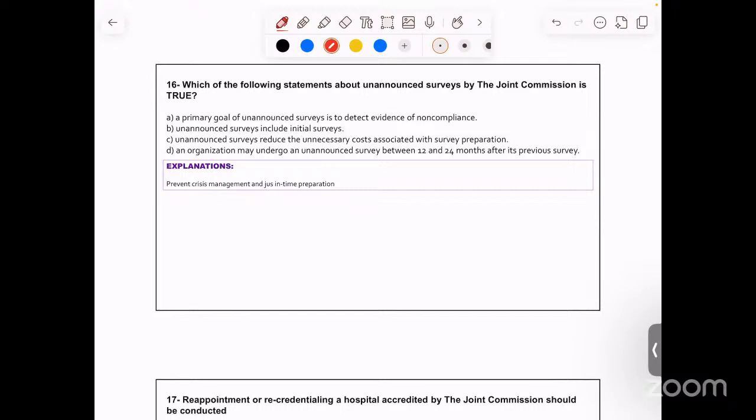Letter C. Excellent. What's the goal of unannounced visits by regulatory bodies? Some might say it's to detect non-compliance, but this is incorrect, okay? Because the real goal is to ensure ongoing compliance with standards and procedures. And this also prevents crisis management and just-in-time preparation.